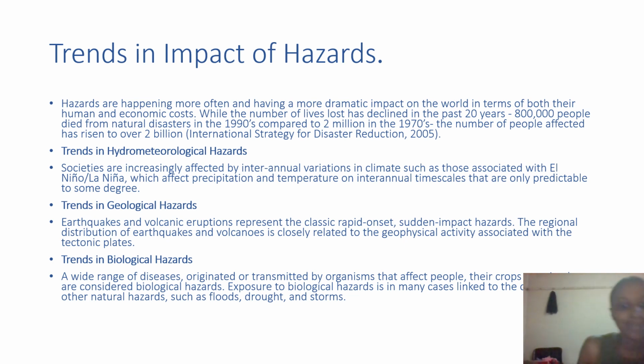We have the trends in biological hazards, where we find a wide range of diseases originated or transmitted by organisms that affect people and their crops, and are considered biological hazards. Exposure to biological hazards is in many cases linked to the causes of other natural hazards such as floods, drought, and storms.